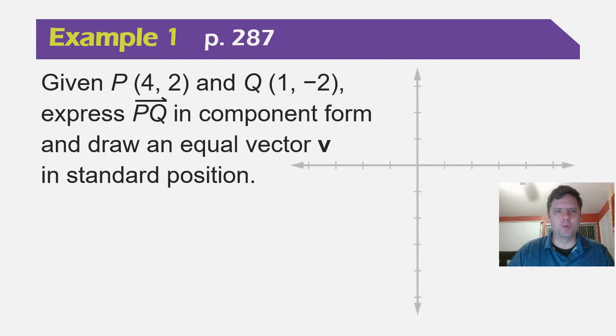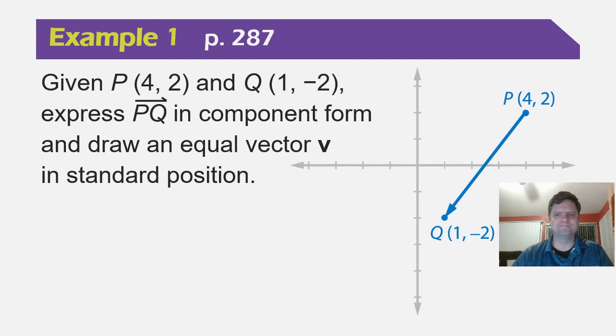All right, so let's look at example 1. Given P is (4, 2) and Q is (1, -2), express PQ in component form and draw an equal vector in standard position. All right, so the first thing we do is we need to find both point P and Q. So for P, we're going to go over 4 and up 2. And then for Q, we're going to go over 1 and down 2. And there's our 2 points. And then we just draw the vector from P to Q.